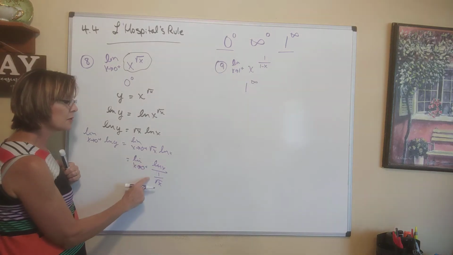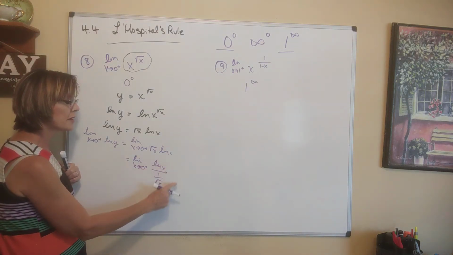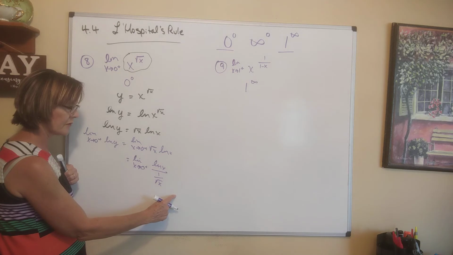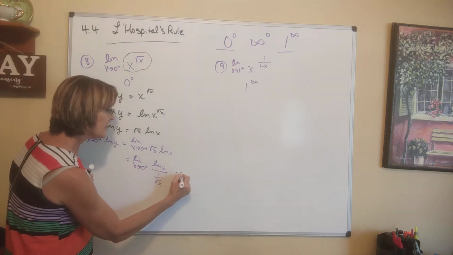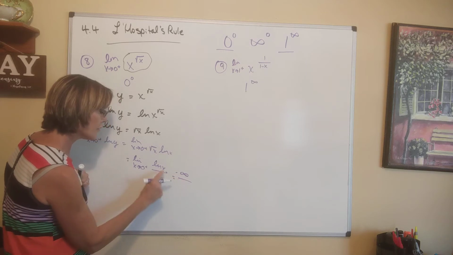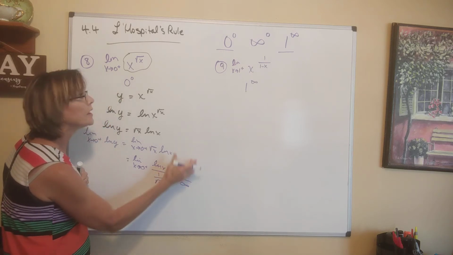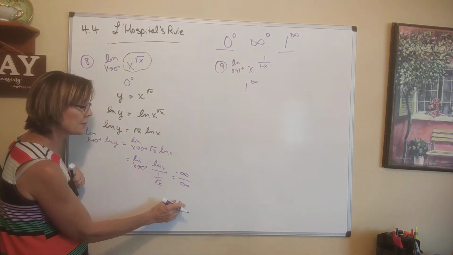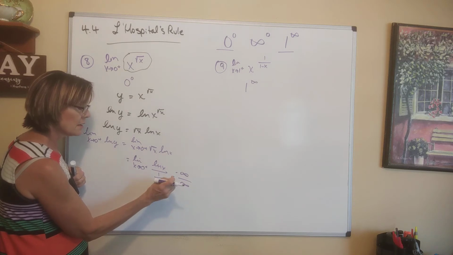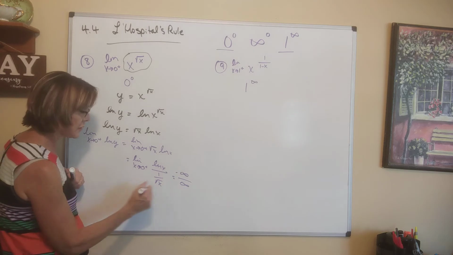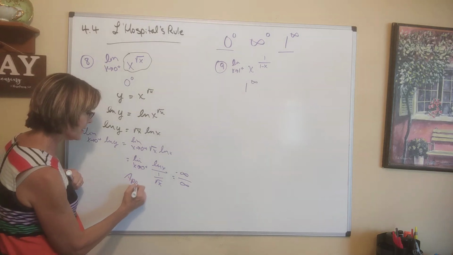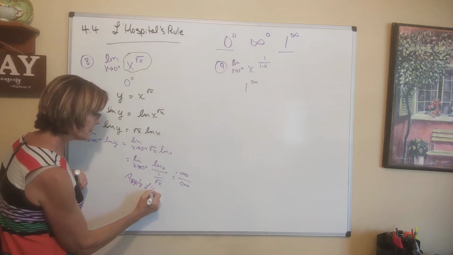And I did that same little trick by dividing the numerator and the denominator by 1 over the square root of x. This gives us negative infinity over 1 over 0, which is an infinity. We get an infinity over infinity type indeterminate form, which says that we are allowed to use L'Hopital's rule. Okay, so now let's apply L'Hopital's.